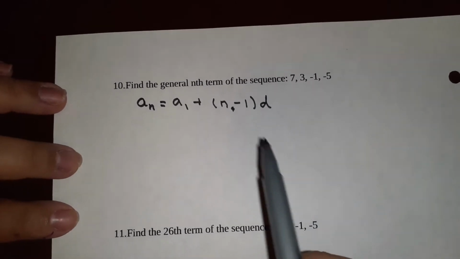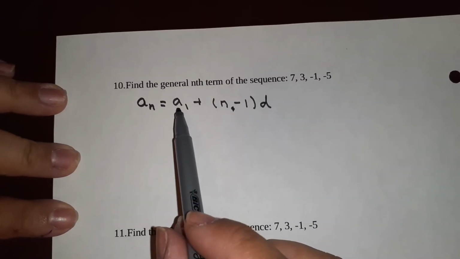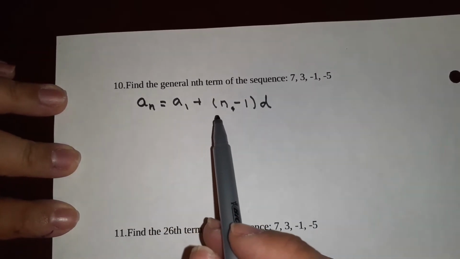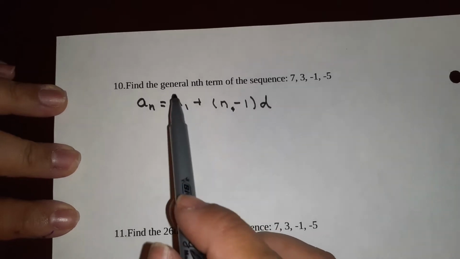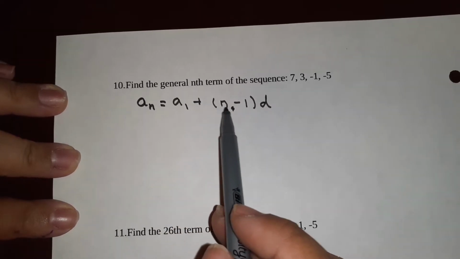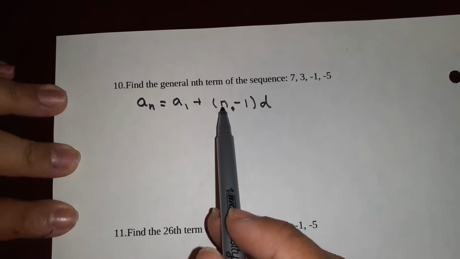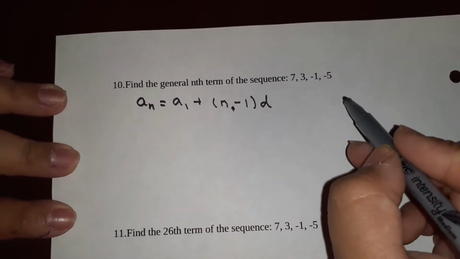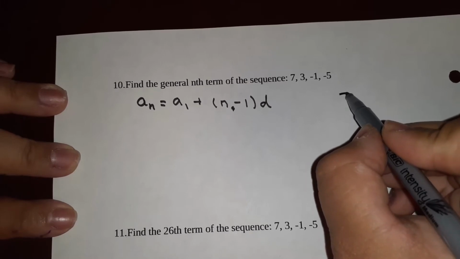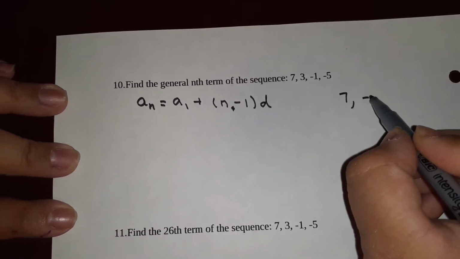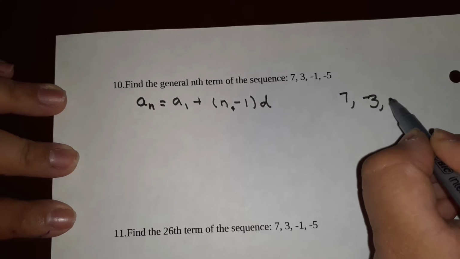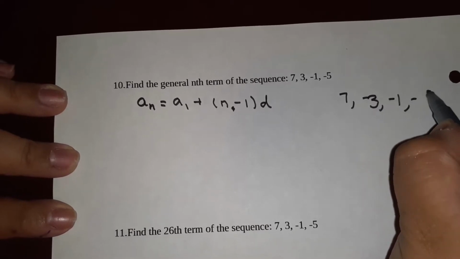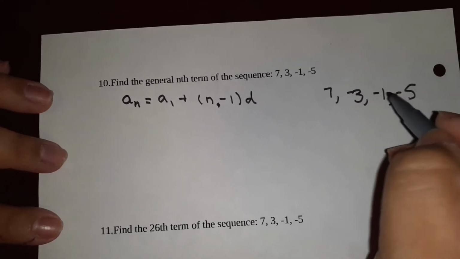Okay, so if you remember, a1 is your first term. Your n, well, since it's the nth, there is no n. That's just going to stay n. And d is your distance. So we're going to go ahead and find the distance. So I'm going to rewrite the sequence over on the side.